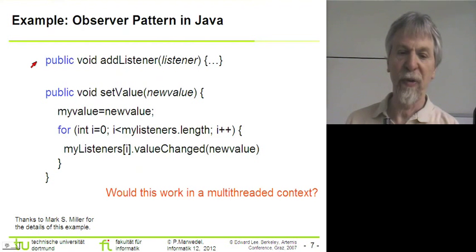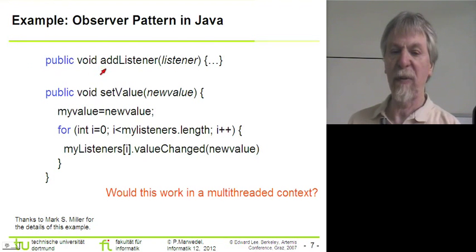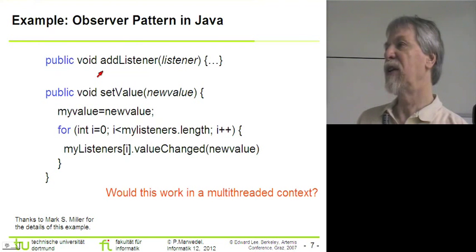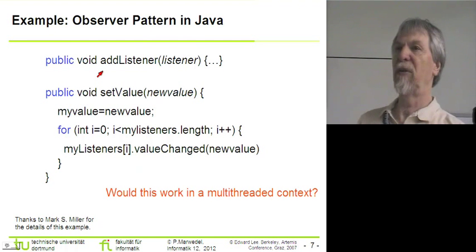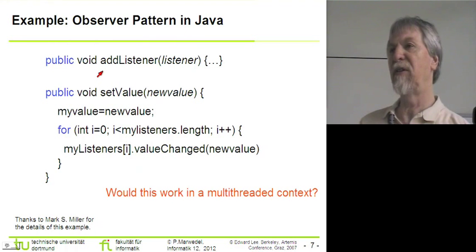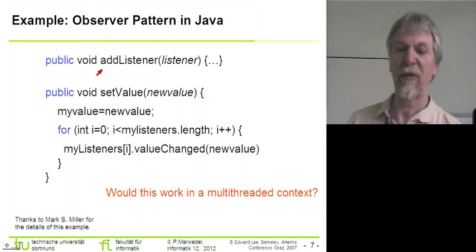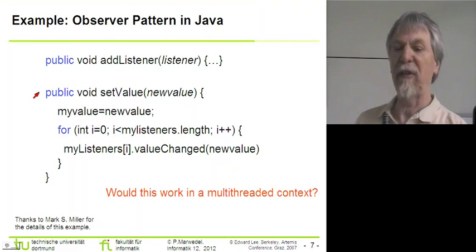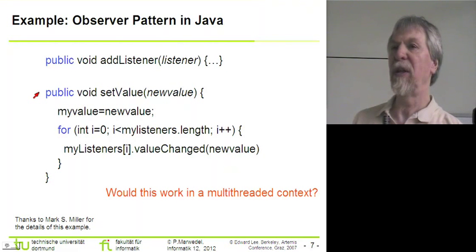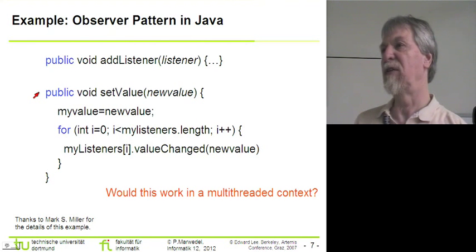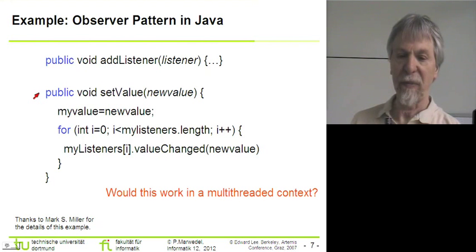In order to implement this, we have a method called addListener. That's a method that allows us to add additional listeners. So these are objects that are supposed to receive notifications about changes. And we also have another method called setValue, which is supposed to propagate these new values to these observers.